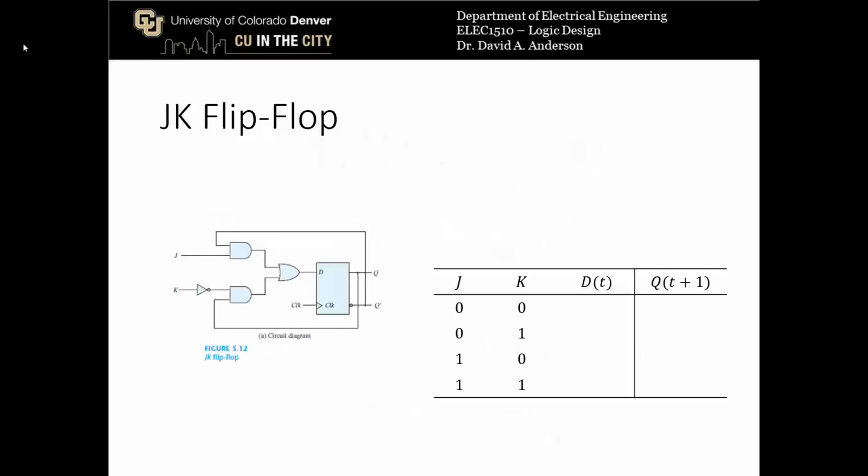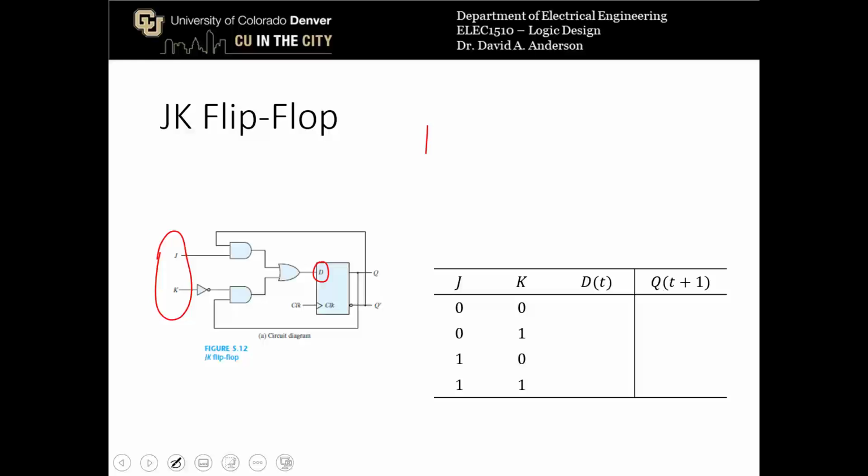A JK flip-flop is a different type of flip-flop that's constructed out of a D flip-flop and some additional gates. The D flip-flop only has one input D, but the JK flip-flop has two inputs, J and K. No one really knows what the J and K stand for or why J and K are used. It's kind of lost to history why they're called that.